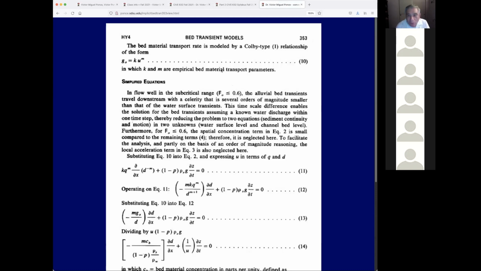I took the Colby type relation of this form, that the sediment transport per unit of width is an exponential form of the mean velocity, where K and M need to be determined. They are empirical. There are values for this. Okay, so I took the shortcut in here. My objective was modeling the sand waves, not doing sediment transport.